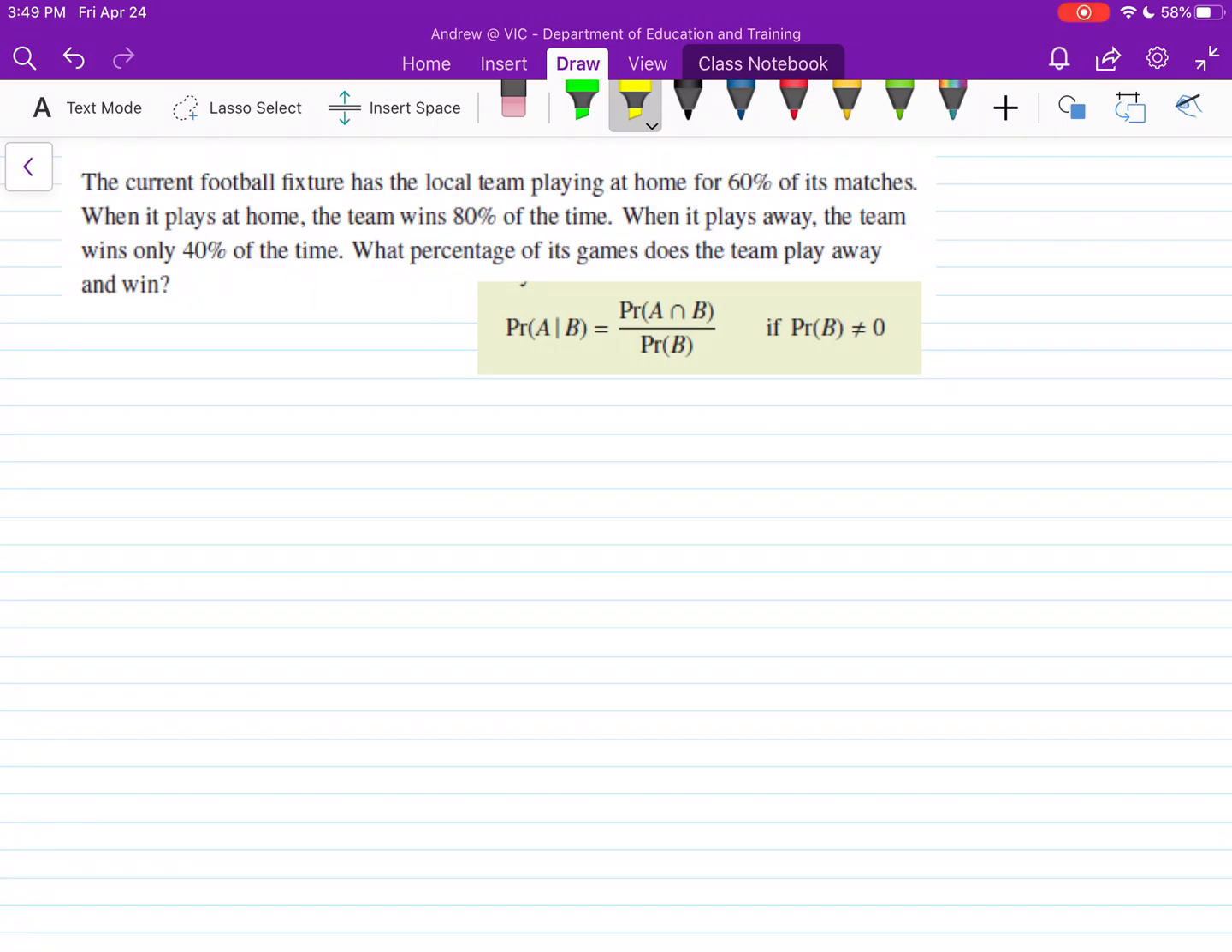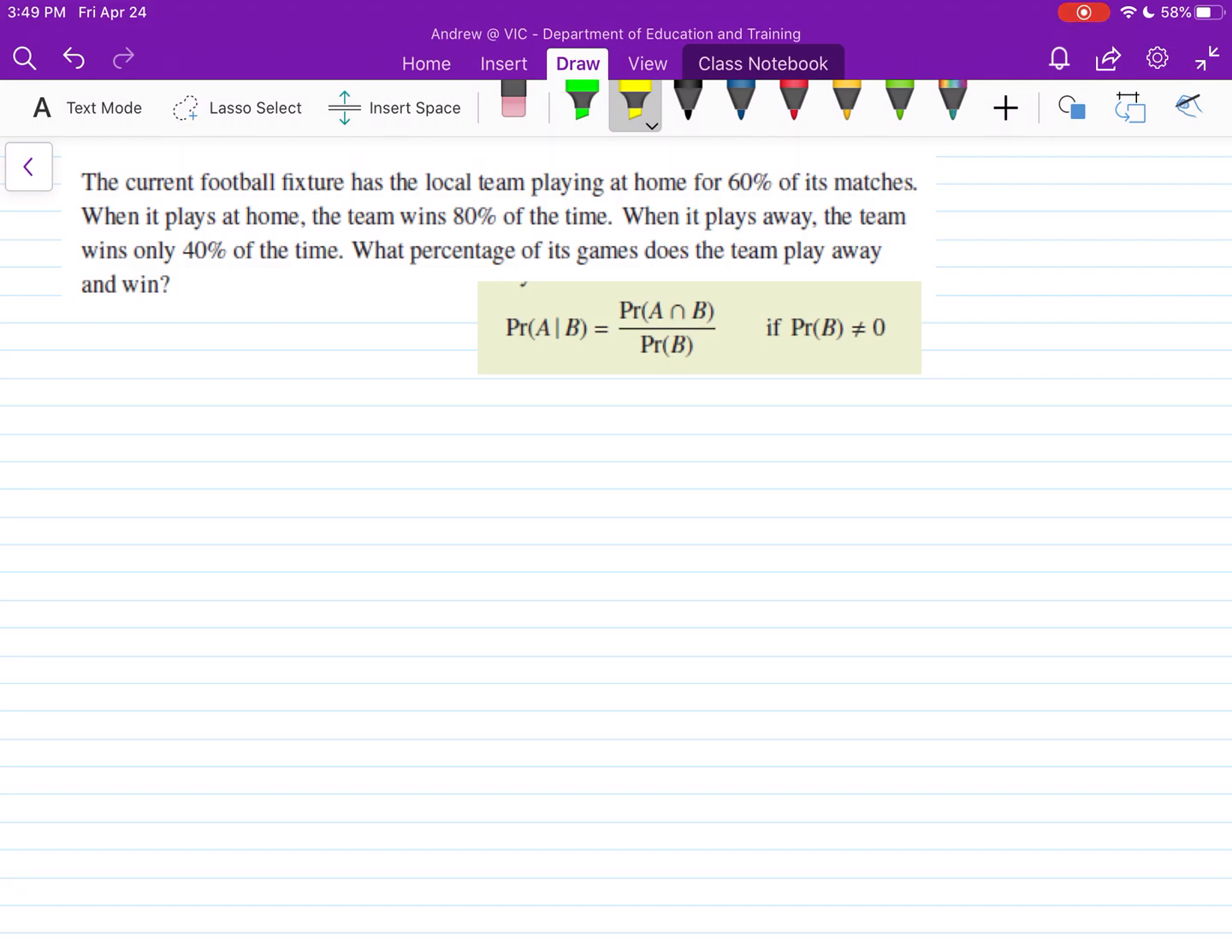G'day all. So in this question here, we're going to be looking at another conditional probability. This one specifically at a worded question and breaking it down on how to actually solve for these. So the current football fixture has a local team playing at home 60% of its matches.